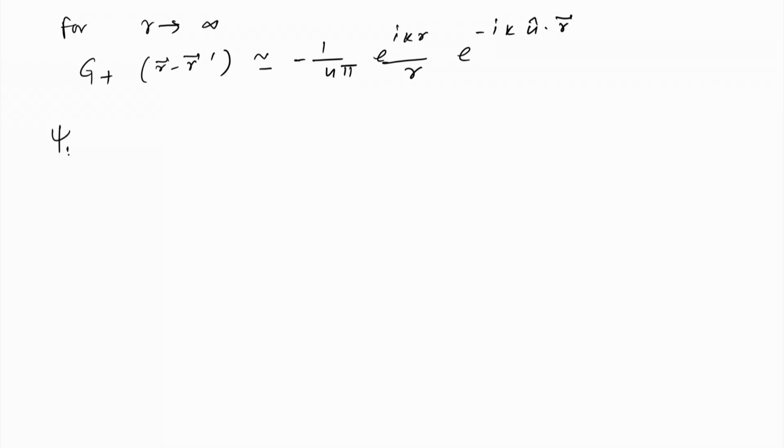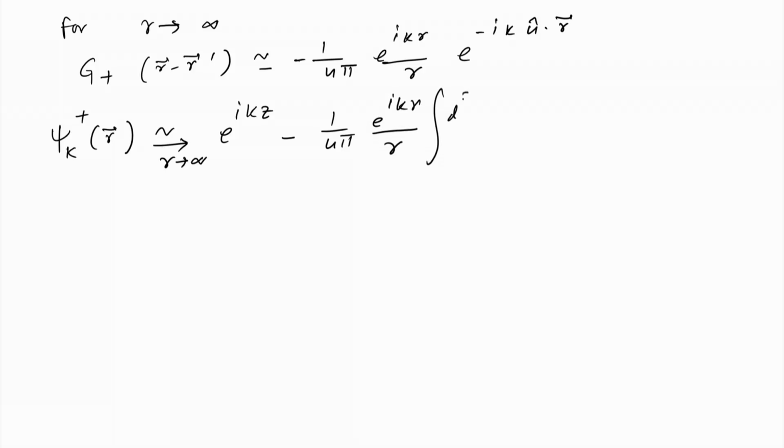So, the ansatz for the wave that reaches the detector, for R going to infinity, is exponential i k z, which was already there, and minus 1 over 4 pi exponential i k R by R. Now, there is an integral over this, with exponential minus i k u cap dot R prime, U of R prime and psi k plus R prime and so on. So, we have been able to plug in the Green's function that we have obtained into this expression.